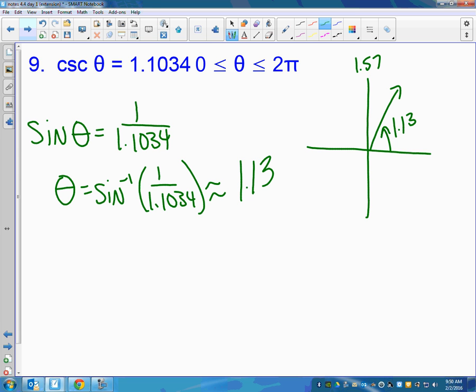What other quadrant is sine positive in? 2, which means in quadrant 2, there's an angle with the exact same reference angle, right? So if this is 1.13 away from the x-axis, that means this is 1.13 away from the x-axis. So how do I find the measure from 0 to there? What would I do?